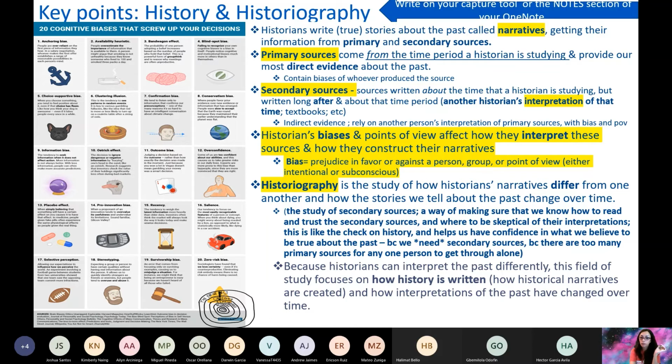Historians' biases and points of view affect how they interpret the sources that they use to construct their narratives. For example, we are living in a country that has, historically speaking, unusually expansive views of freedom. We're used to being able to practice whatever religion we want, and it's not a problem. And so when we look at history, we might have a different reaction to, I'm trying to think of an example that you guys would really latch onto.